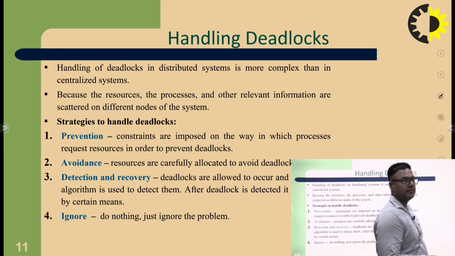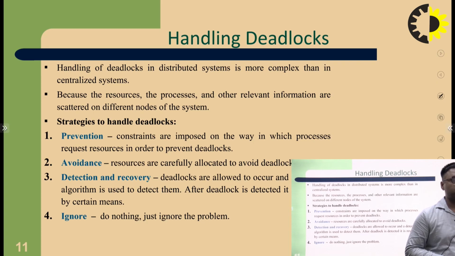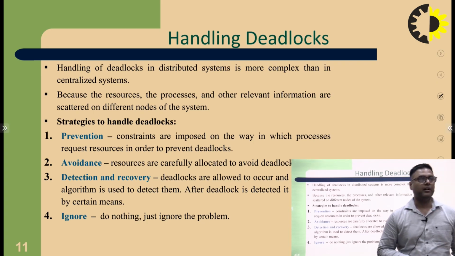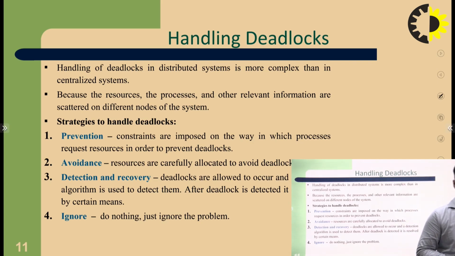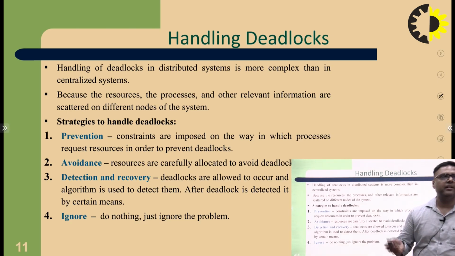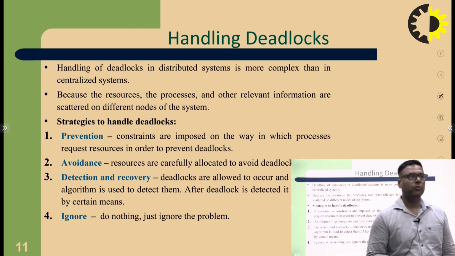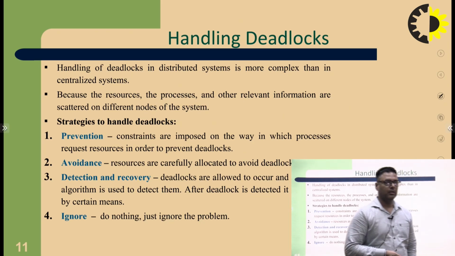Prevention means constraints are imposed on the way in which processes request resources, in order to prevent the deadlock, in a sequential manner. Avoidance means resources are carefully allocated to avoid the deadlock. That means we follow one road, then move on to another road. So that is the avoidance of the resources.